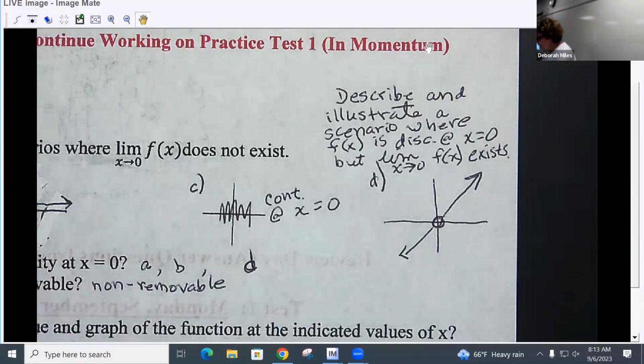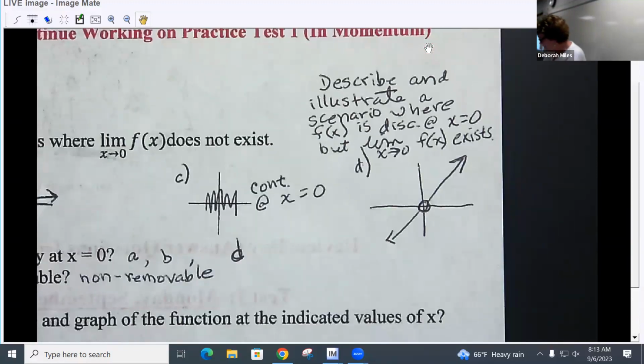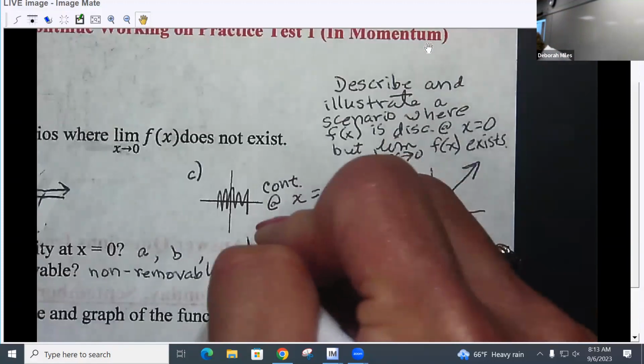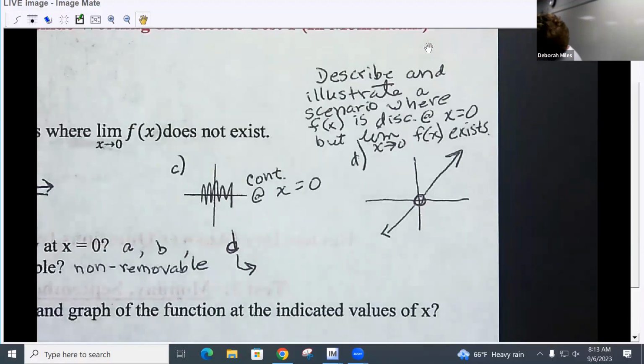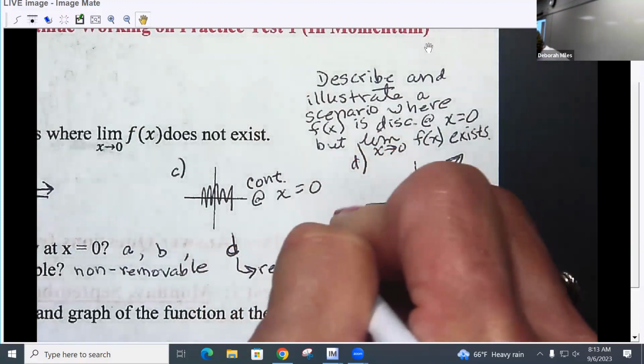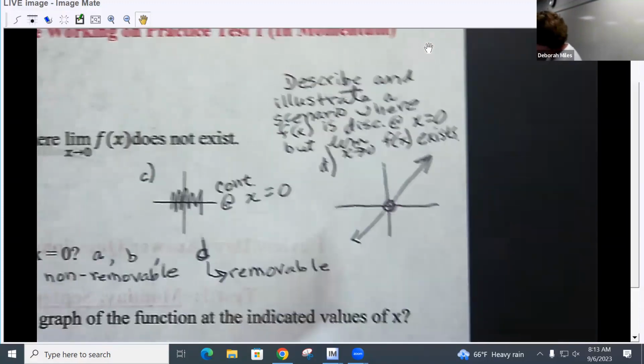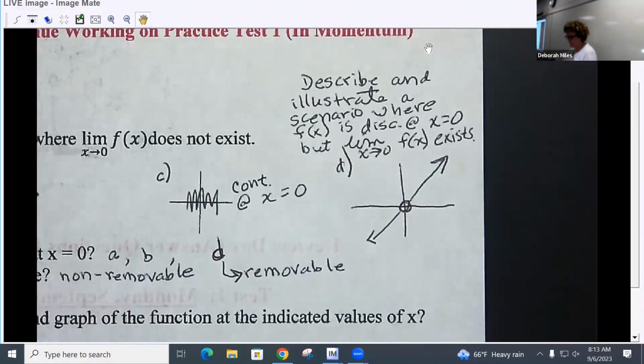The discontinuities in A and B are non-removable, can't be fixed just by filling in a dot. And the discontinuity at D is what? Removable, because it could be fixed just by filling in the dot or redefining the function at 0.